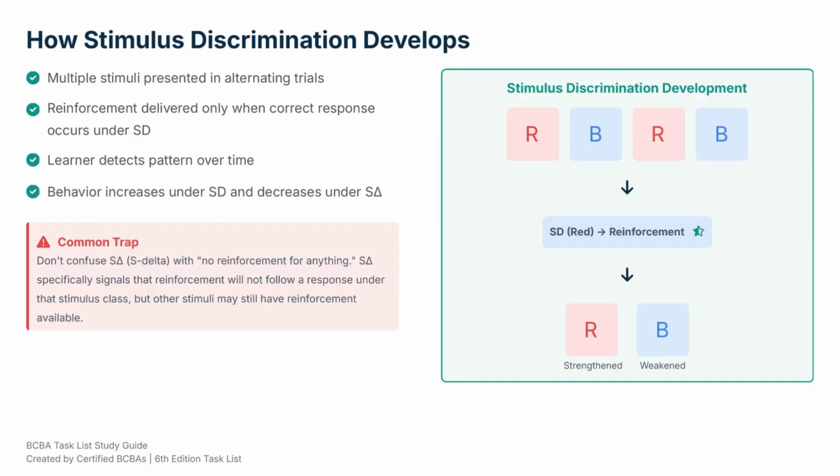Stimulus discrimination develops through repeated exposure to different stimuli paired with different reinforcement outcomes. During training, multiple stimuli are presented in alternating trials. Reinforcement is delivered only when the correct response occurs in the presence of the SD. When the same response occurs in the presence of the S delta, reinforcement is withheld. Over time, the learner detects this pattern. As a result, the behavior increases when the SD is present and decreases when the S delta is present. This process establishes stimulus control.